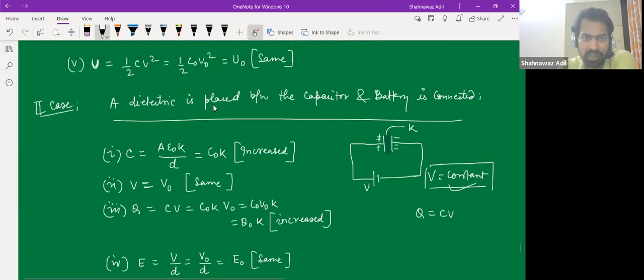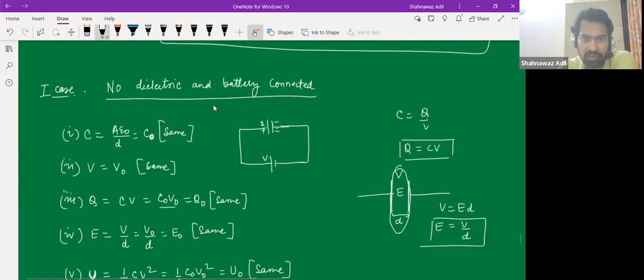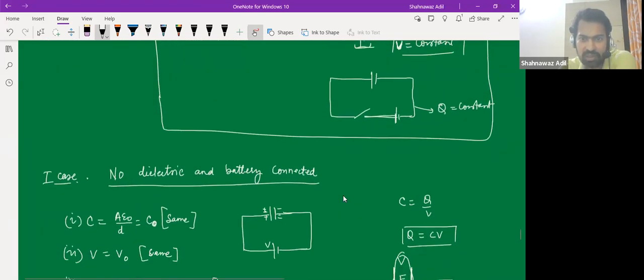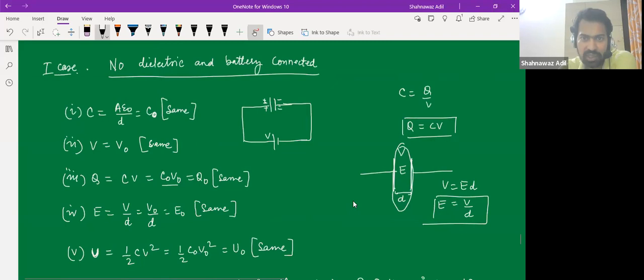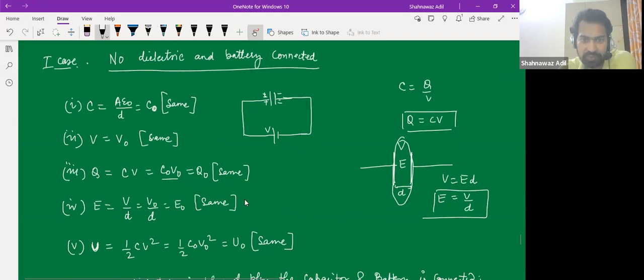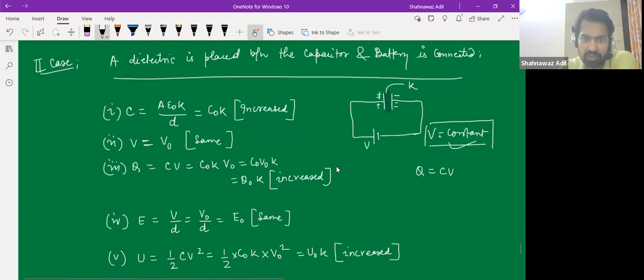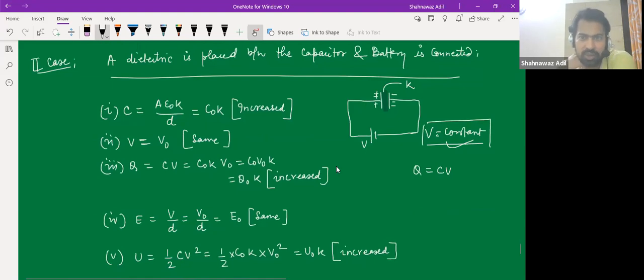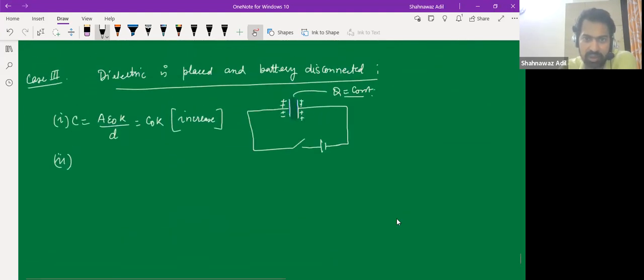So please take the screenshot of these two cases. Right, you understood about these two cases. So please take the screenshot. Done, sir. These are the two cases. Now we are talking about the third case. Take the screenshot. Yes, sir. So now let us talk about the third case.